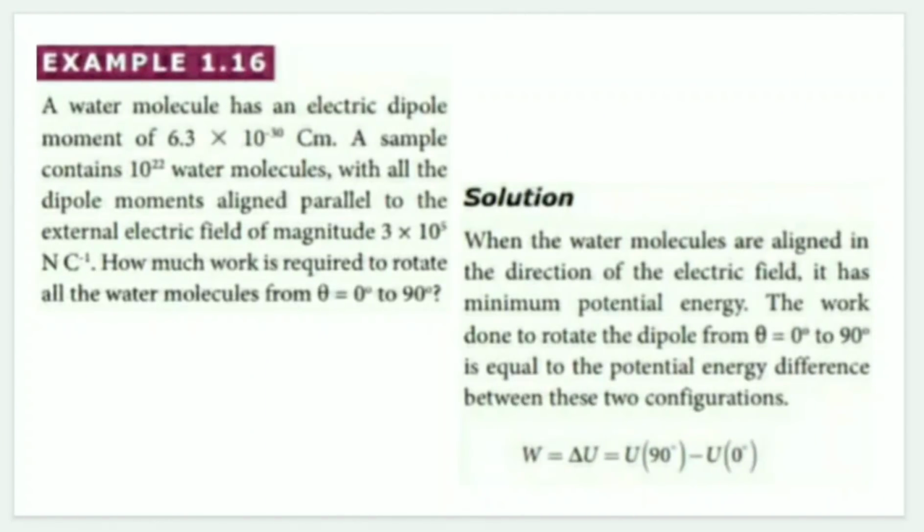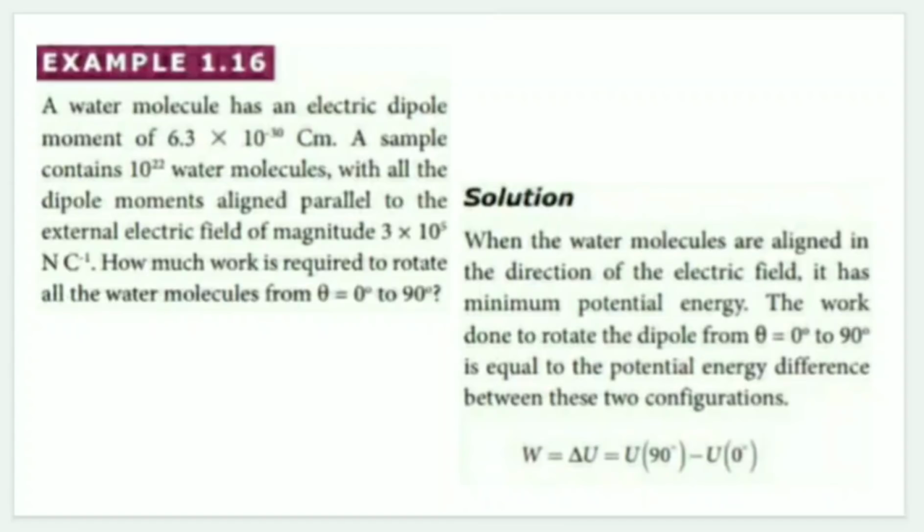Okay children, let us finish it off with a simple example problem. A water molecule has an electric dipole moment of 6.3 into 10 power minus 30 coulomb meter. So small p is given over here. A sample contains 10 power 22 water molecules with all the dipole moments aligned parallel to the external electric field of magnitude 3 into 10 power 5 newton per coulomb. So the magnitude of the dipole moment and electric field is given. How much work has to be done to rotate the water molecules from theta equal to 0 to theta equal to 90 degree?